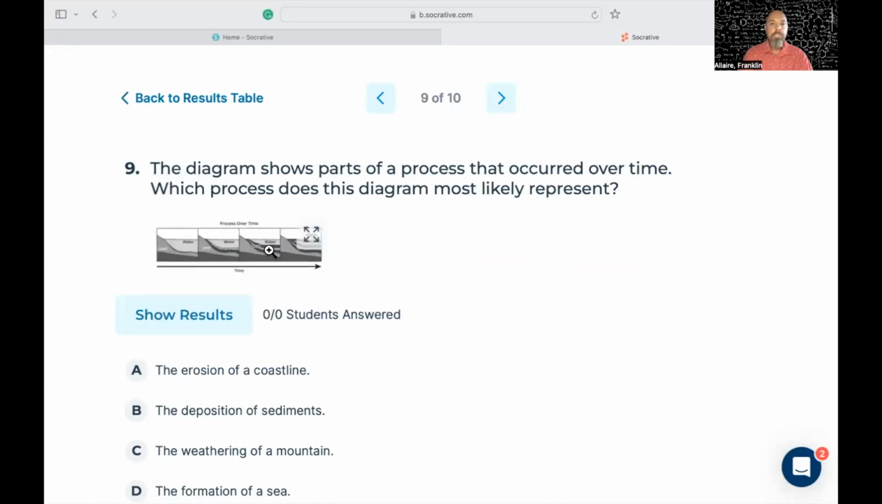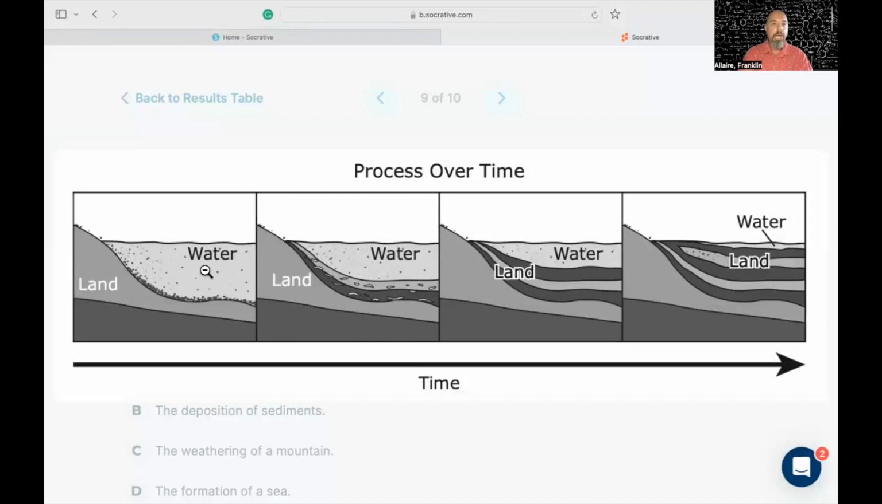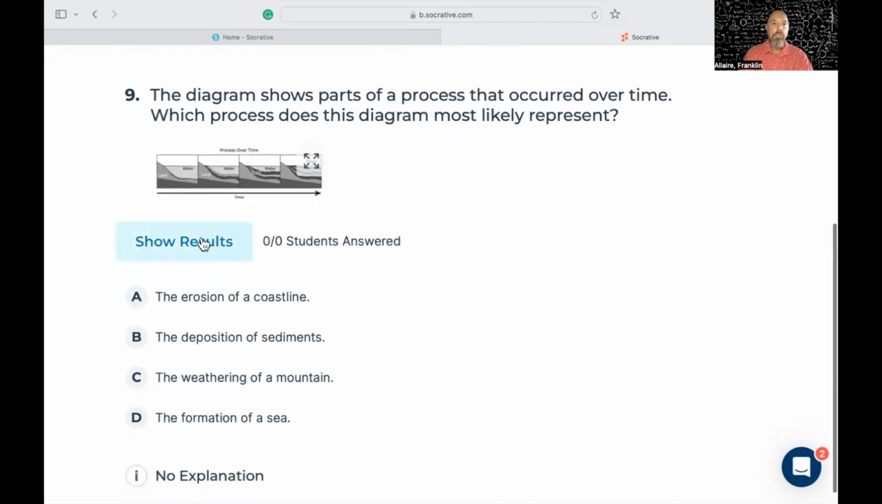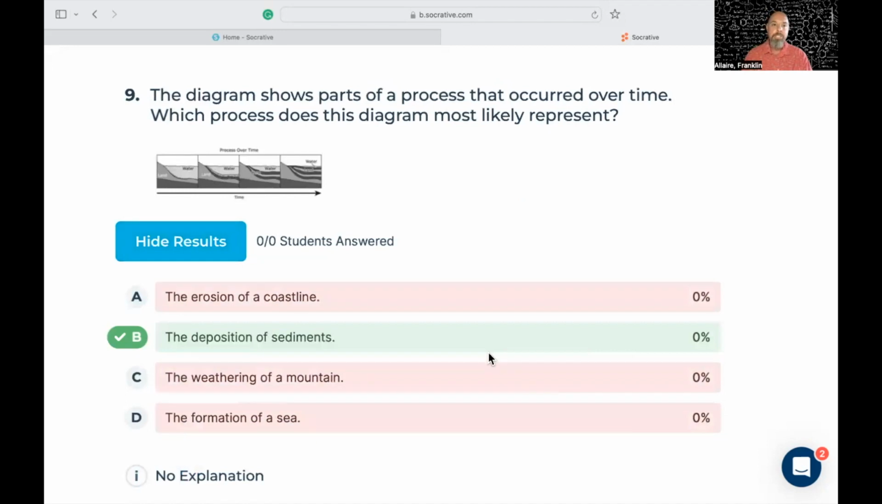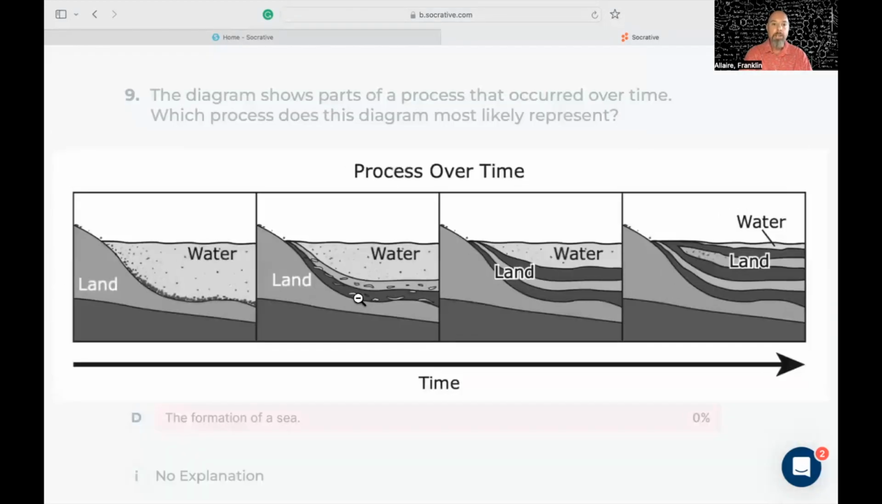Number 9, here's a diagram that shows a process over time. We can see that the land is actually growing with these different layers appearing. The amount of water is disappearing over time. And so the best answer choice for what this diagram represents is the deposition of sediments. These sediments are being carried in from someplace and dropped off, forming these layers that we see growing. In our second diagram, we see 2 layers, and then we see 3 layers, and then we see 5 layers in the last diagram, again, with the amount of water decreasing with every one of these pictures.